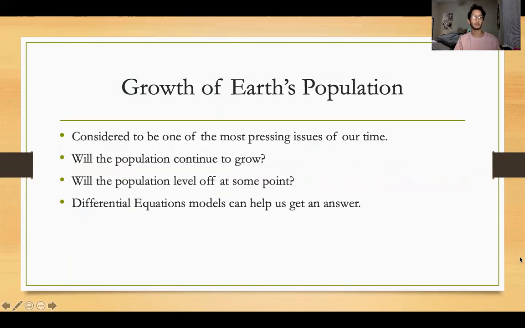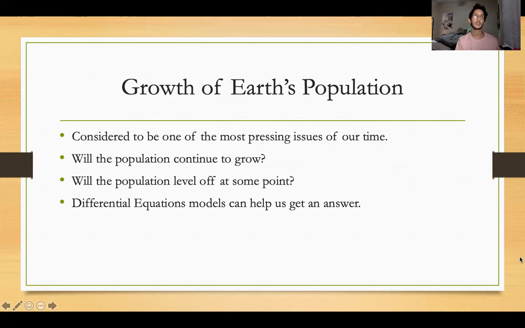So, growth of Earth population. This is considered to be one of the most pressing issues of our time. We all know, well, at least most of us know, that there's a lot of people currently living on this planet. There's about 7.9 billion people, so almost 8 billion people currently living on Earth.